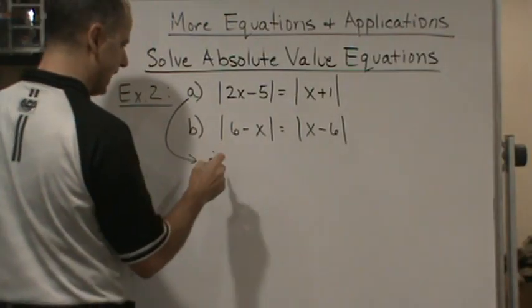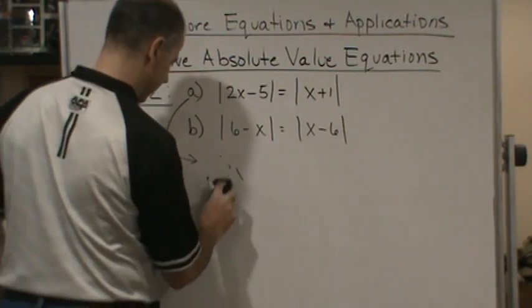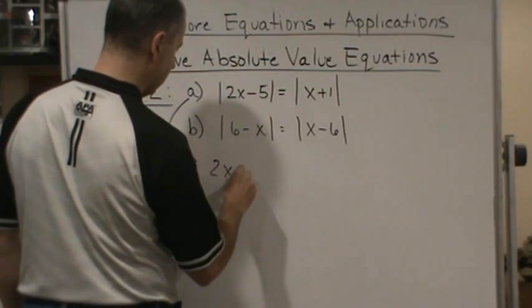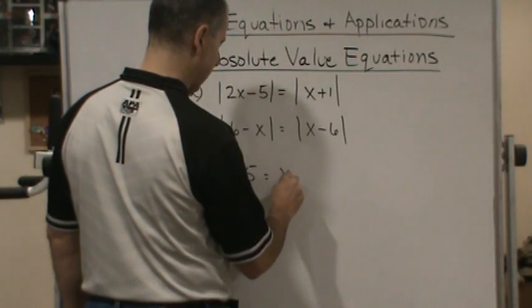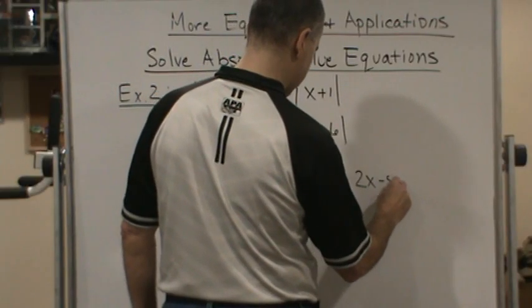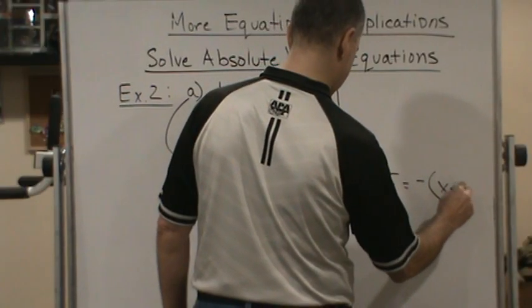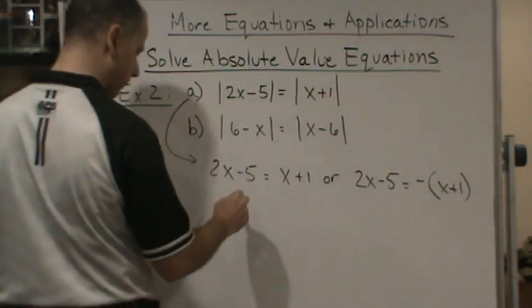signs, because what this is saying is either 2x minus 5 is equal to x plus 1, or 2x minus 5 is equal to the opposite of x plus 1. Okay, so now we solve for each one.